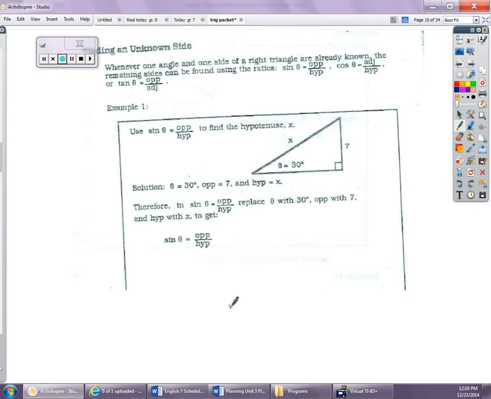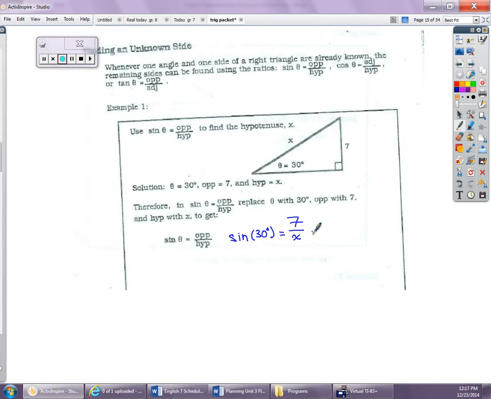So what we want to do is replace everything that we know. If we have sine of theta equals opposite over hypotenuse, we know that theta is 30 degrees. So we have the sine of 30 degrees equals, the opposite is 7, the hypotenuse is x. So we get this equation: the sine of 30 equals 7 over x.